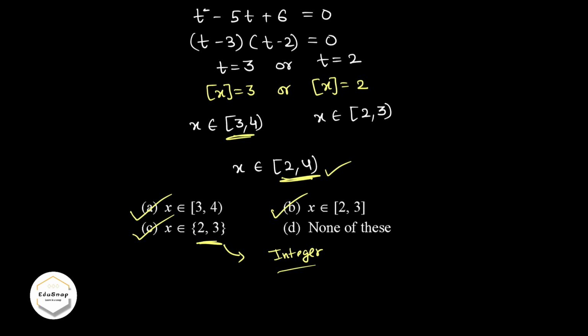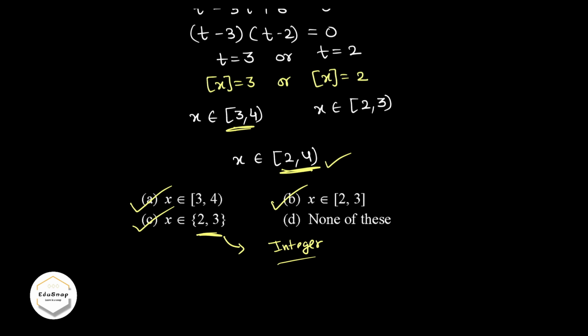So A and B are intervals, and the C option is the set which contains integer values, that is 2 and 3 here. So that's why ABC is going to be the correct one.